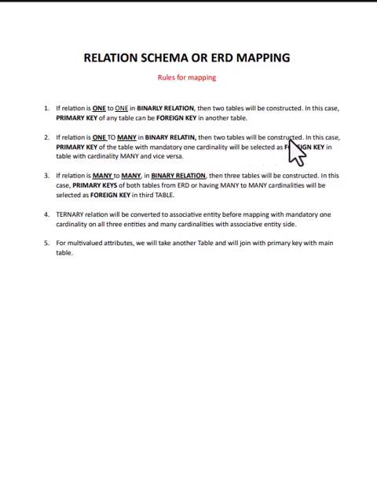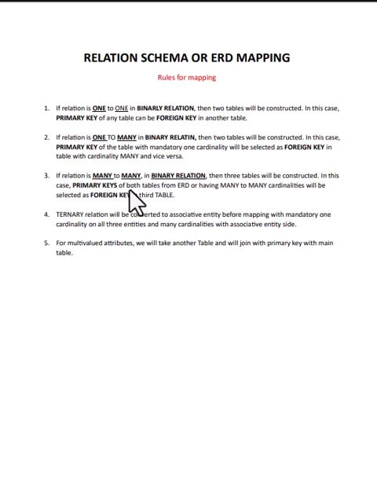then two tables will be constructed. In this case, primary key of the table with mandatory one cardinality will be selected as a foreign key in the table with the cardinality many, and vice versa for many to one. Relation can be one to many or many to one. The case is same. So the table which is on mandatory cardinality side, the column which has a primary key will be selected as a column of the other table having the many cardinality, and we will put foreign key on that column on many cardinality side. If the relation is many to many in a binary relation, then three tables will be constructed.